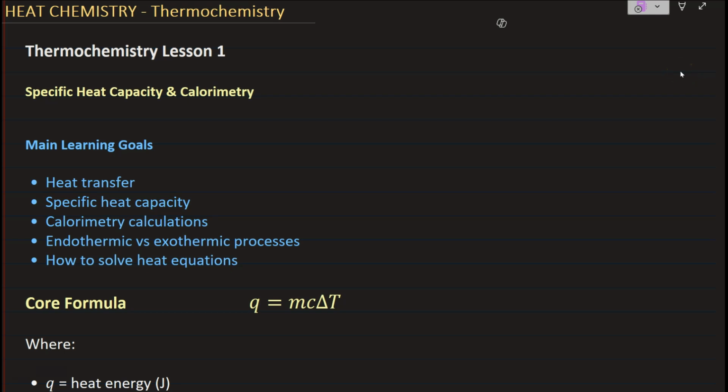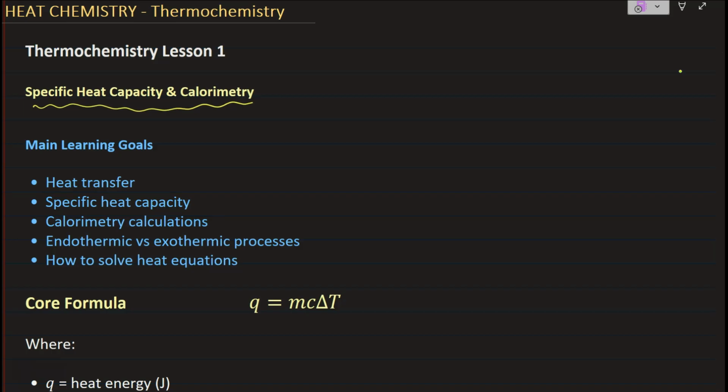All right, we're going to talk about heat chemistry today. That's thermochemistry. There are two lessons in this one. We're going to go through some definitions for the first lesson and then a few examples, and then the next video will be the second lesson. First, we're going to talk about specific heat capacity and calorimetry.